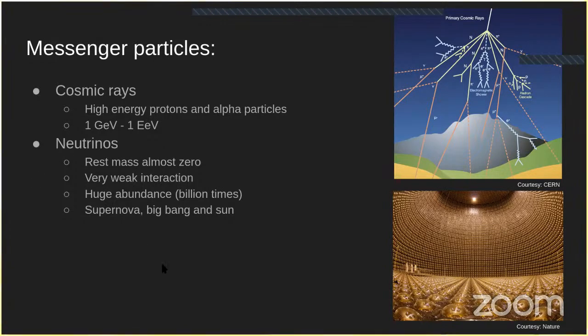The second one is neutrinos. Neutrinos are fundamental particles which are so light that the rest mass is almost considered to be zero, and because of this they also have a very weak interaction with matter. They rarely interact with matter, which makes it that much more difficult to actually observe them. So how do we observe neutrinos?